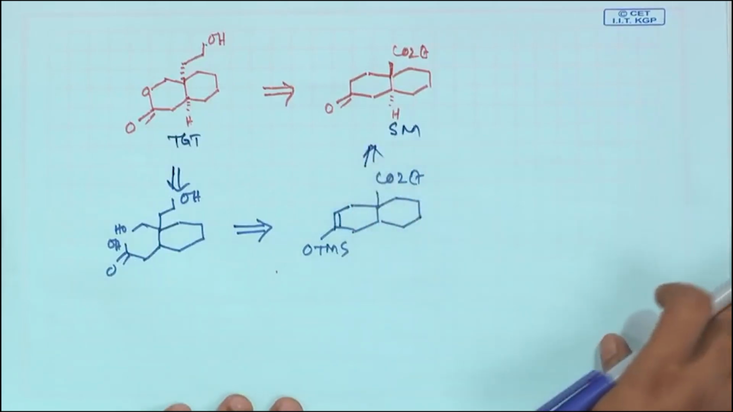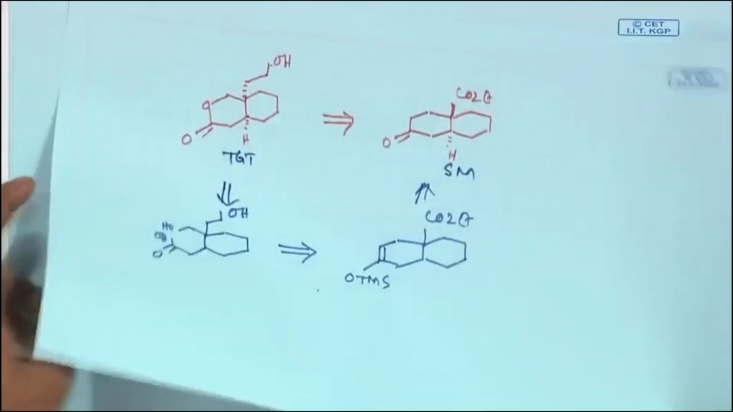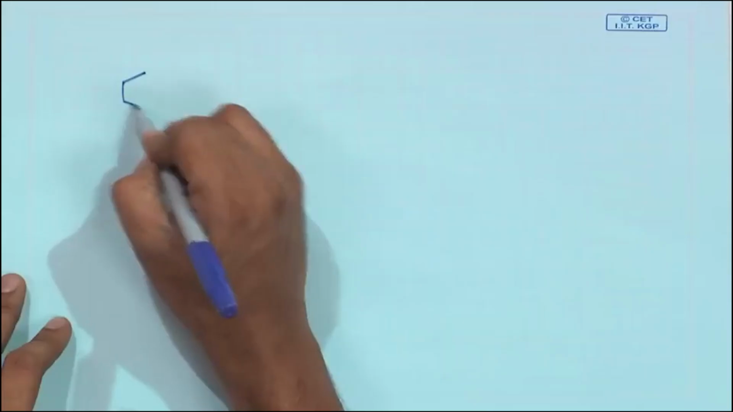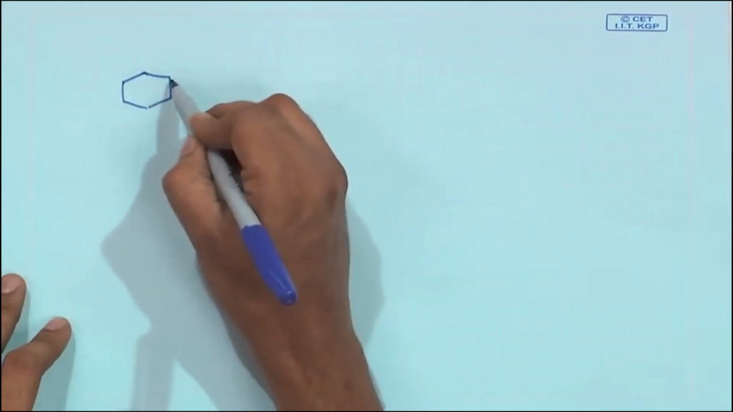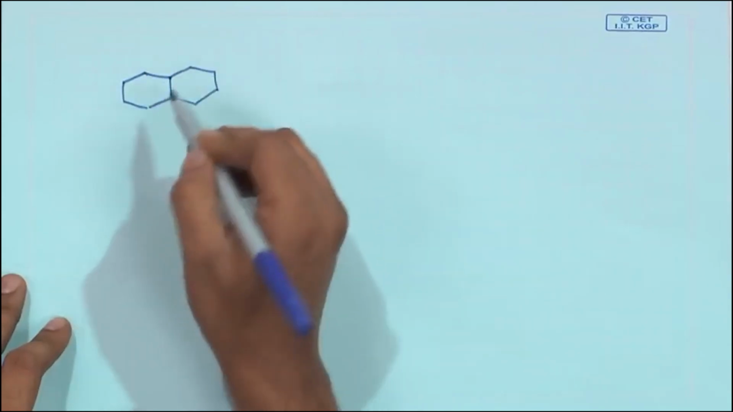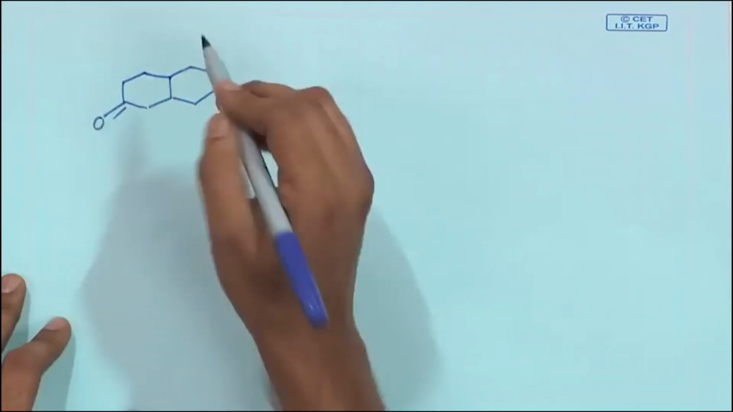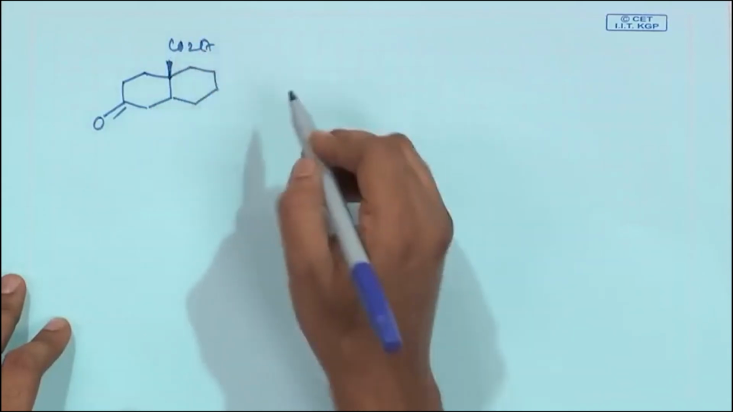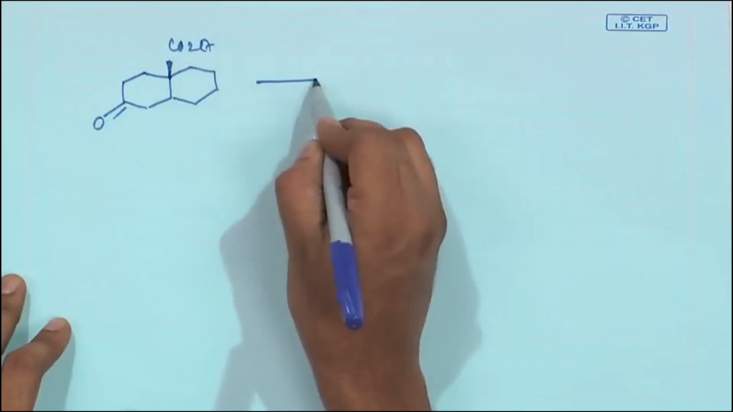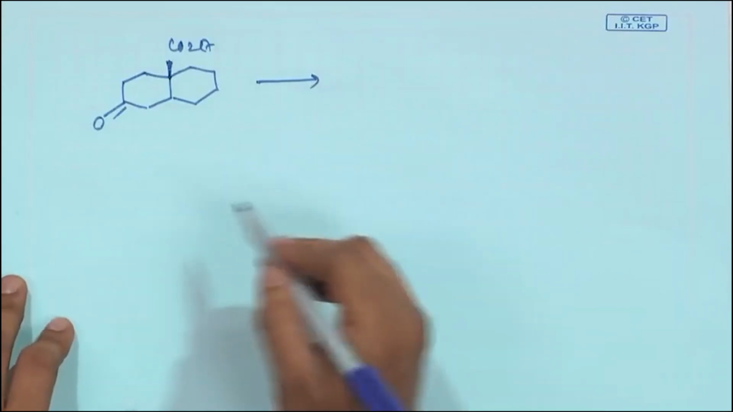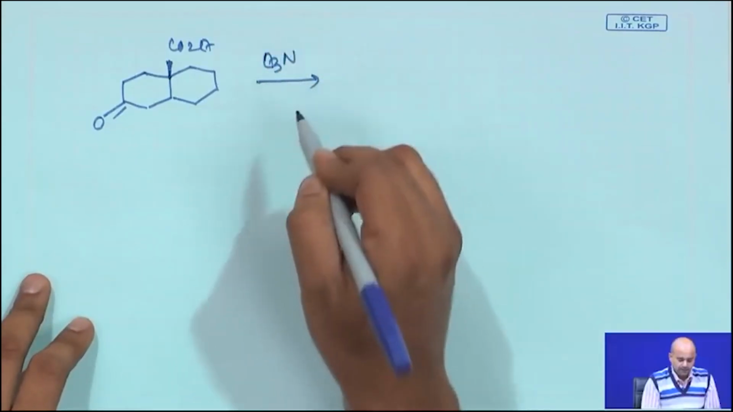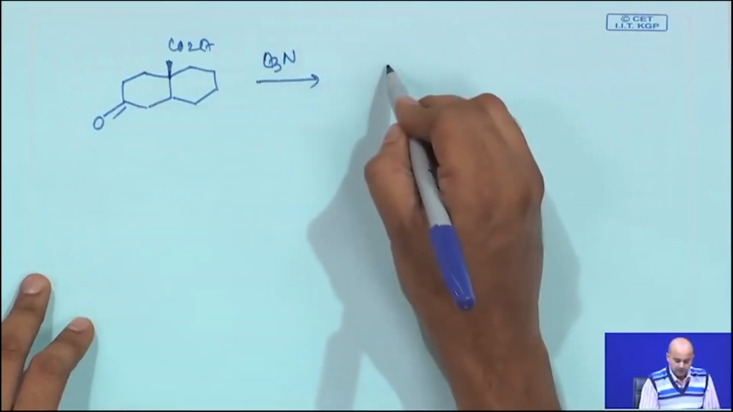Now, let us see how this forward pathway can be figured out. So, the starting material which was given to you is basically a bicyclic ketone. So, initially what do we do? We basically treat it with triethylamine to generate the enolate.